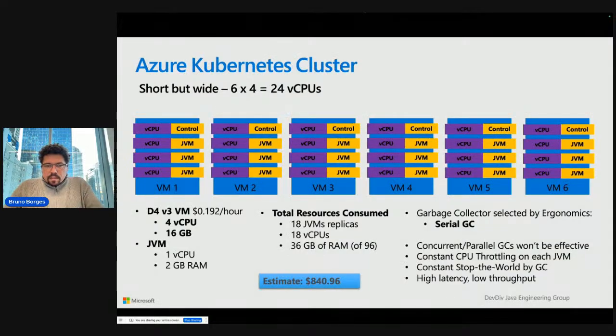To give you an idea, this is a cluster on Kubernetes. The estimated cost for this is $840. I think it's per month, but it doesn't matter whether per month or per day. There's a cost, and it's $840. And you can see that I have 3 replicas per VM, 3 JVM replicas per VM. The control container is a control container of the Kubernetes environment, so you cannot actually take that resource away.